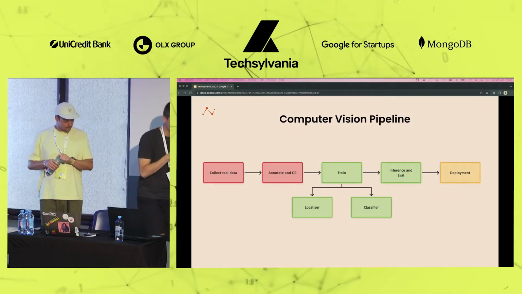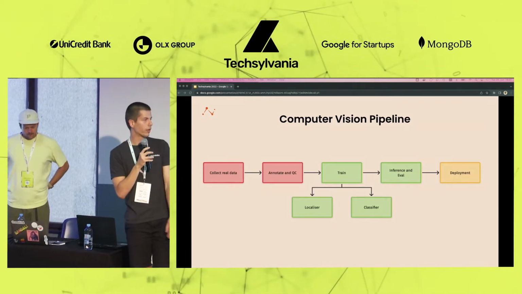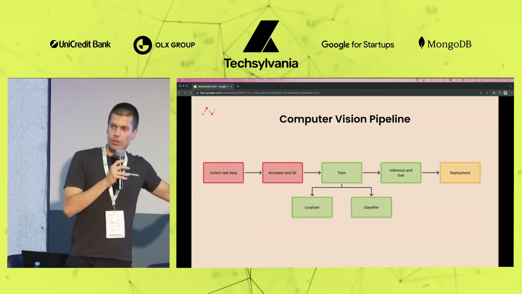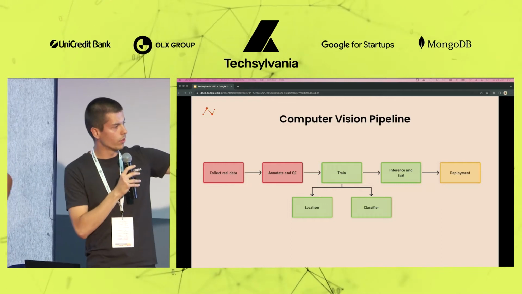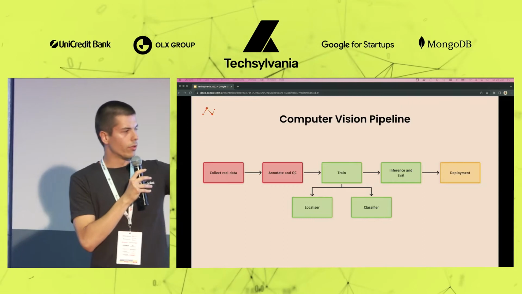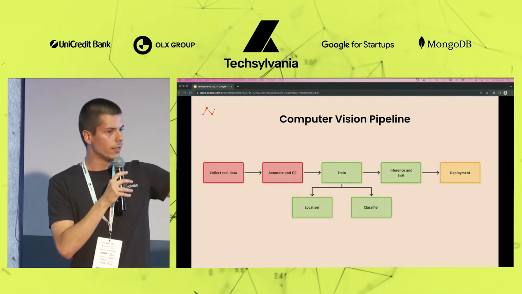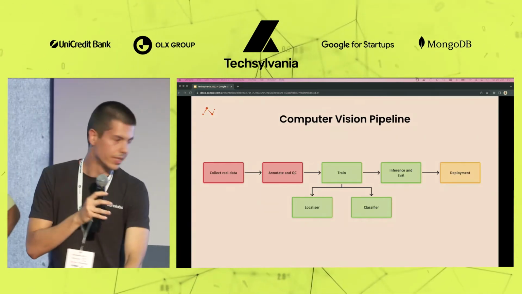So, to give you a quick briefer on how a computer vision pipeline looks like. First step is collecting real data. These are the images you need to train your models. You get some annotations on those, and then you start training your models. Once you train your models, you check the performance on data you haven't trained on, and you get to deploy them so people can actually use them.